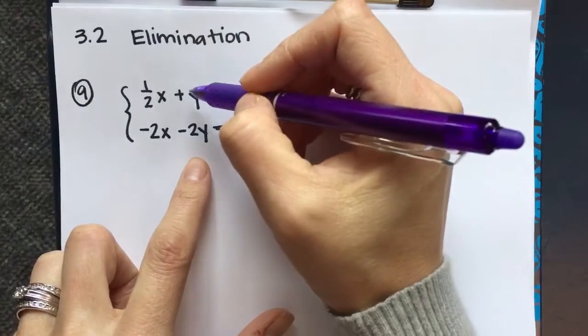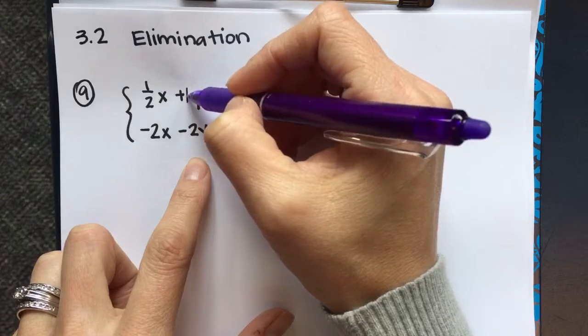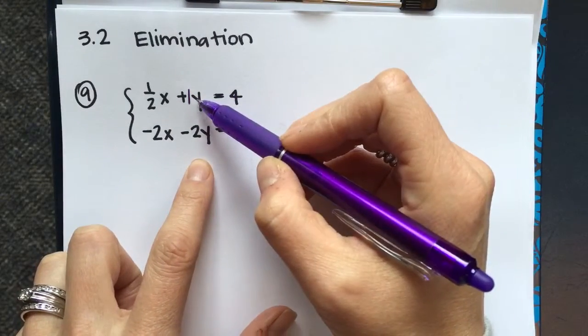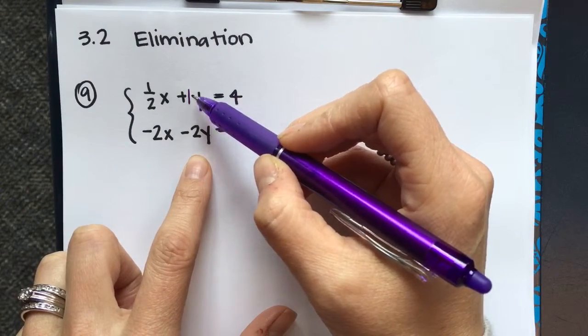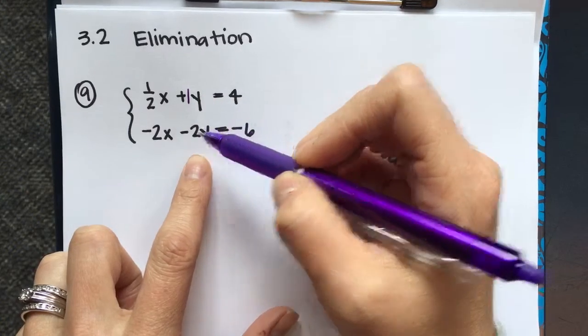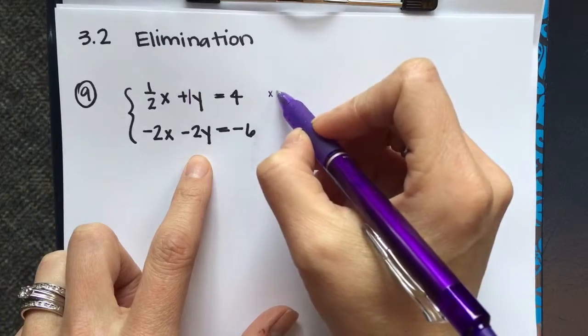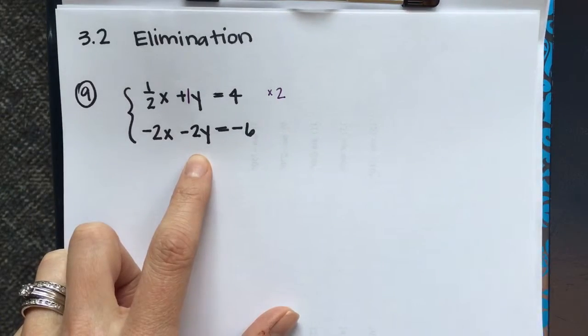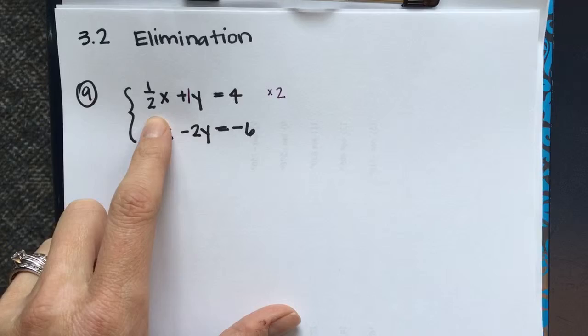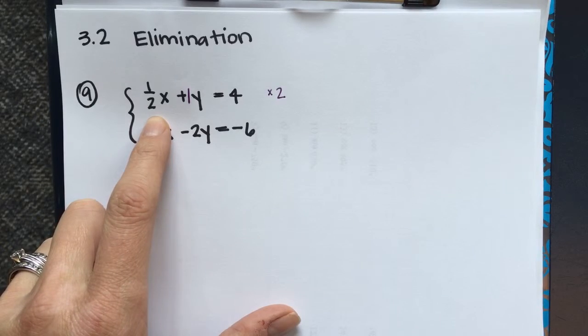So right here, this is a 1y right now. If I multiply that top equation by a 2, then I would have a positive 2y and a negative 2y, and those are my opposites. So that's what I'm going to choose to do. I'm going to multiply this top equation by 2. And when I do that, it's also conveniently going to get rid of my fraction.